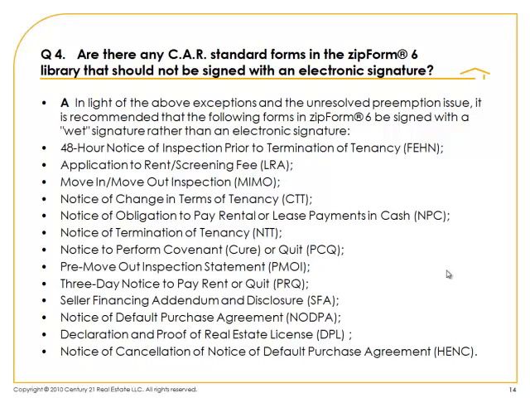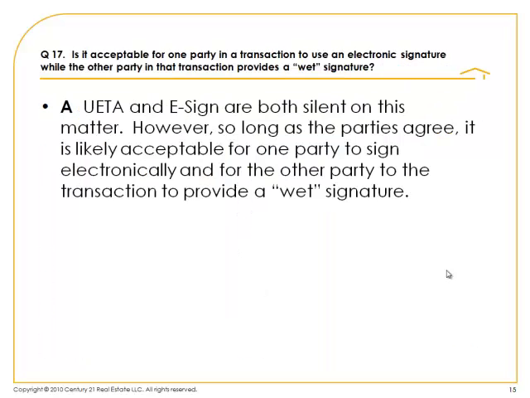This is from the California Association of Realtors Legal Q&A. Basically asking, are there any CAR forms and zip forms that you shouldn't use with an electronic signature? This is the list. Again, this is available through the legal Q&A on electronic signatures. Most of them, you will notice, have to do with landlord-tenant, but there are two laws that basically regulate electronic signatures, and landlord-tenants are treated a little bit special. But anyhow, that's the list of ones you're not supposed to use.